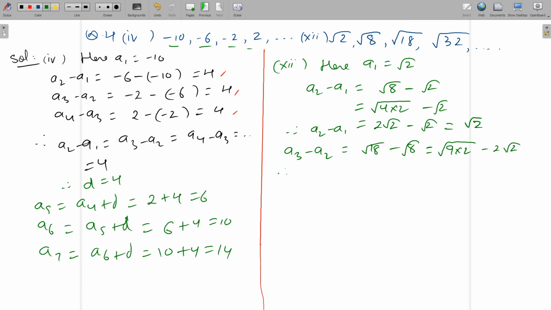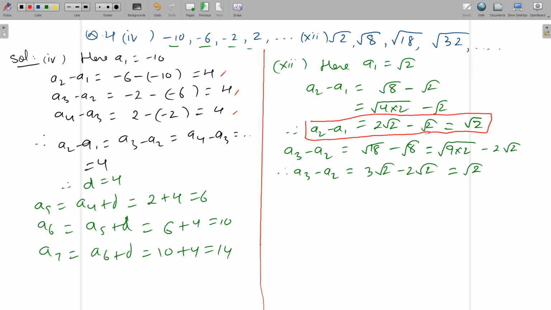So therefore a3 minus a2 is equal to the square root of 9, which is 3, so 3 root 2 minus 2 root 2, and that is equal to 1 root 2. So here also, in both the cases, a2 minus a1 is equal to root 2, and the difference of a3 and a2 is also root 2.